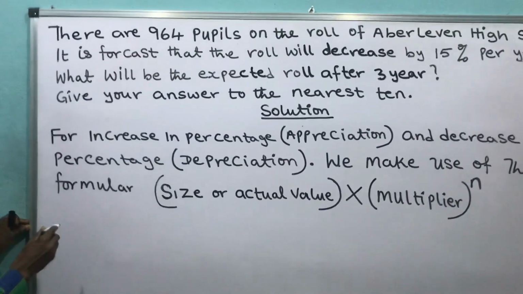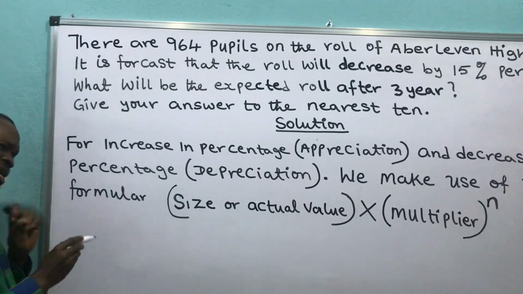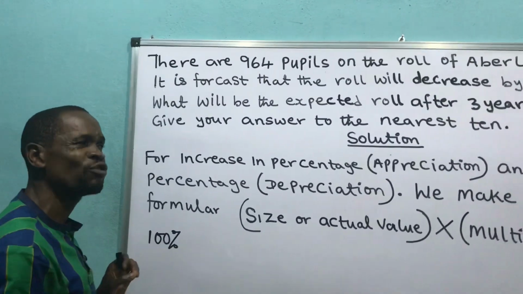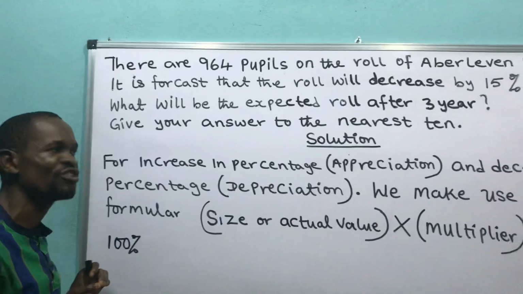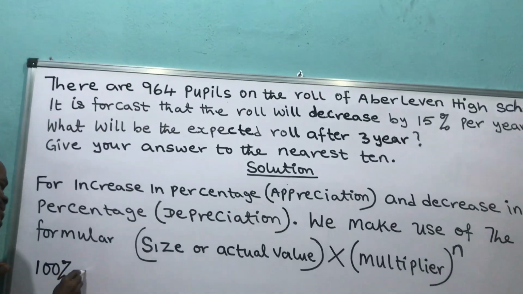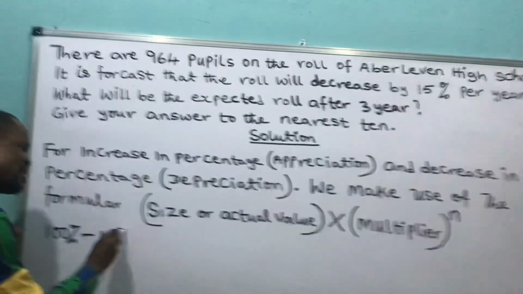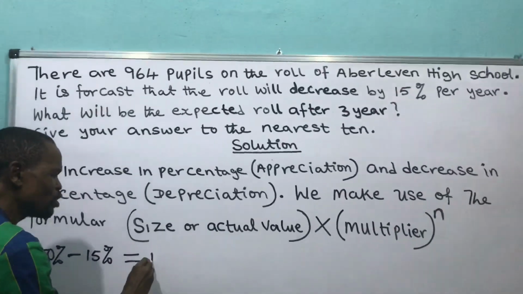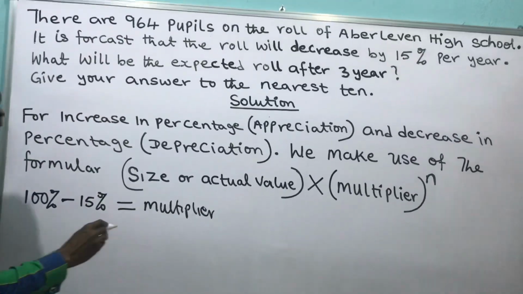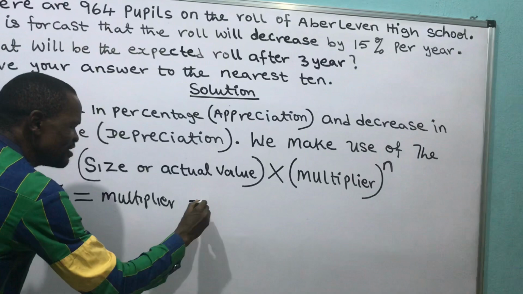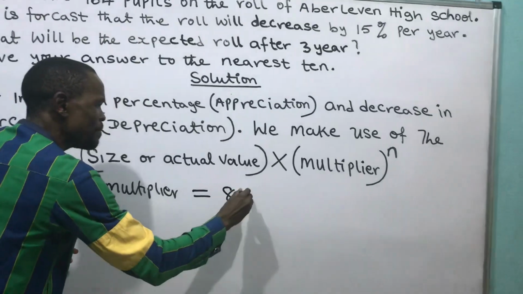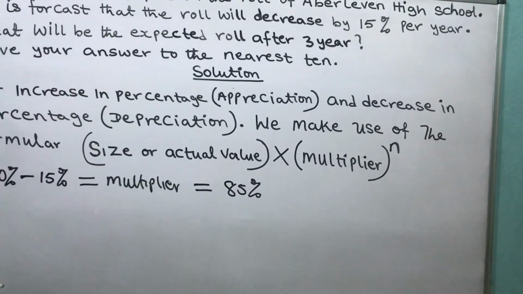Since we are talking about decrease, and 100% is our reference, the object or quantity that has not experienced a decrease or increase, right now we are talking about a 15% decrease. That means 100% minus 15% will give me my multiplier. 100% minus 15% gives 85%. That's my multiplier, 85%.